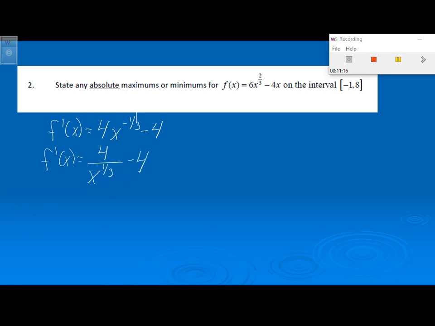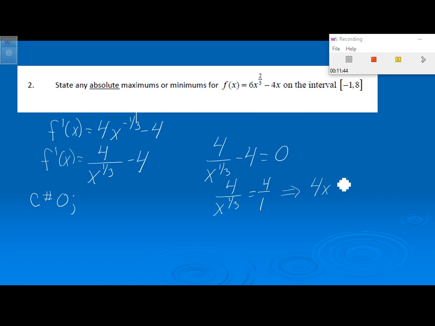I think you'll see the critical numbers better when I do that. So one critical number for sure is 0, because I would have a 0 in the denominator. Now, let's go get the other ones. I got 4 over x to the 1/3 minus 4 equals 0. I'm going to add 4 to the other side so that I can cross multiply.